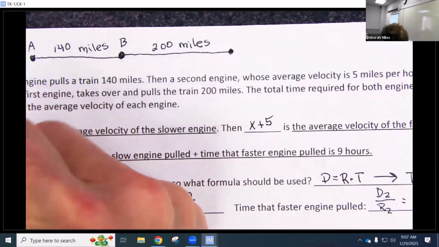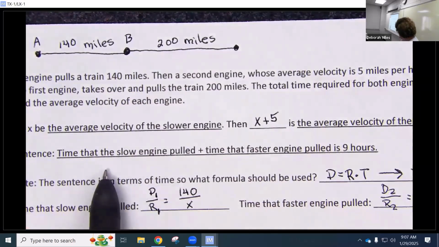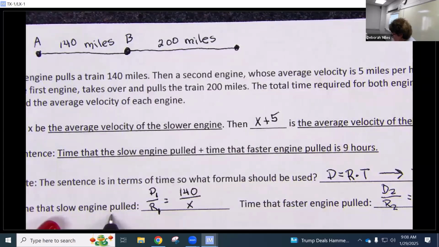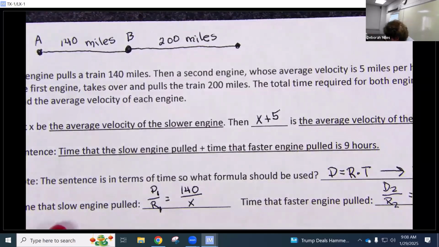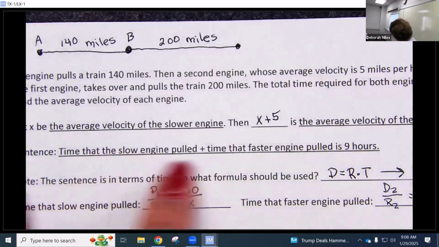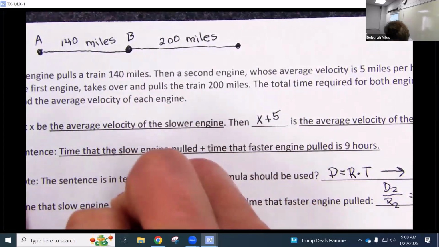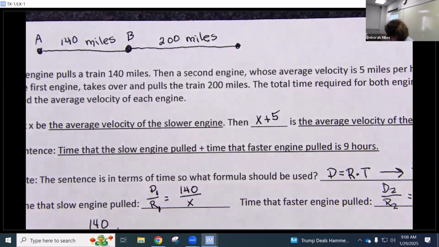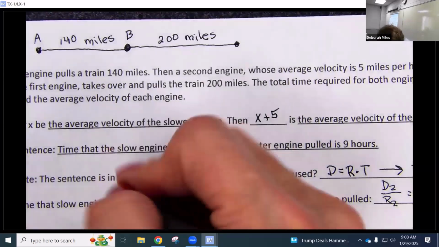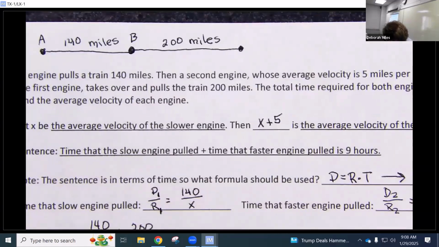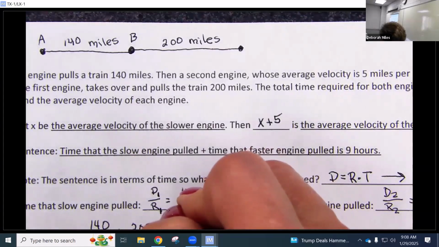I'm talking about changing this sentence. What do I put in place of the time the slow engine pulled? That's the first part. The time that the first engine pulled was 140 divided by X. Keep going. What's the time that the fast engine pulled? Plus 200 divided by X plus 5. And what's the total time they pulled? Equals 9.